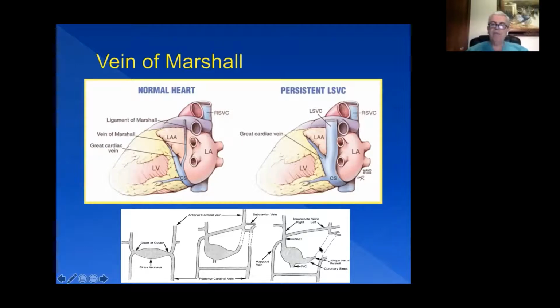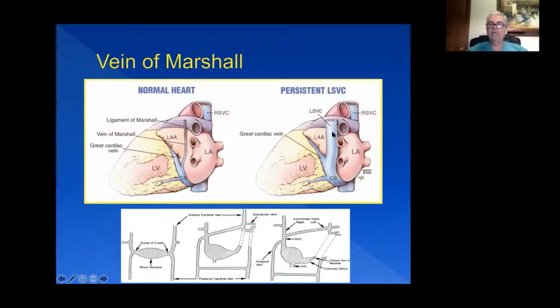If this vein here, which is supposed to disappear with development, stays open, that's what we call persistent left superior vena cava. And as a result, the remnant of that vein, which is supposed to create the vein of Marshall, a very small vein, becomes a very large vein, and it looks like this. So the vein of Marshall normally would be a small remnant, and it could be like a ligament. But if it is not atretic like it's supposed to be, it becomes a very big vein.